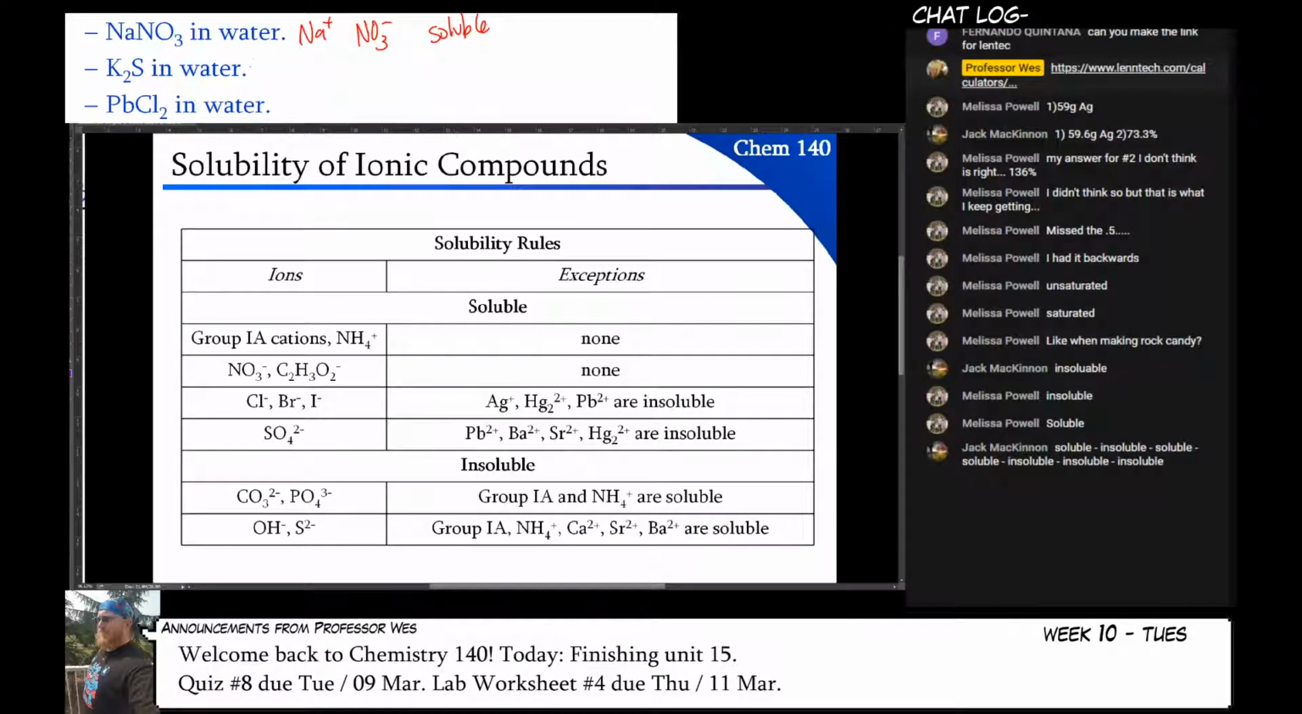Will potassium sulfide dissolve? So I got K+ and S2-. Now, if you look on the chart here, I don't have the pen selected. Sulfides are insoluble unless they're paired with group 1A, which is potassium. So therefore, this is soluble.